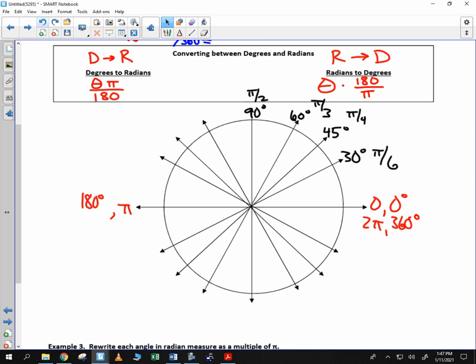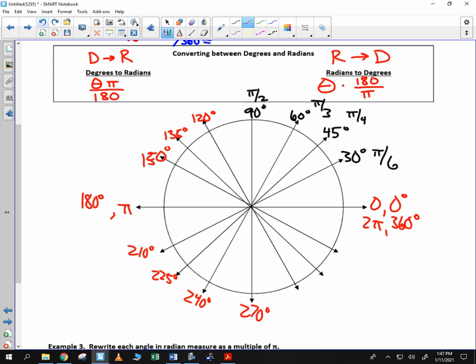I'm going to build some other values around here. Let's say 120, 135, 150, 210, 225, 240, 270, 300, 315, 330.